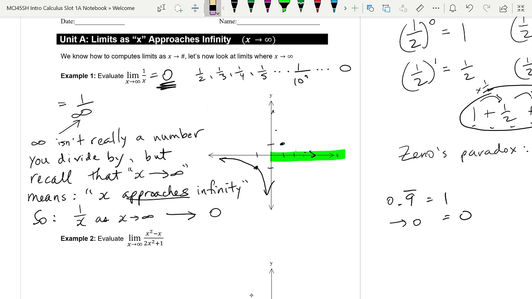Oops, I only wanted to erase the highlighting there. There we go. As I go further and further this way, I'm getting infinitely close to 0, so I am 0.